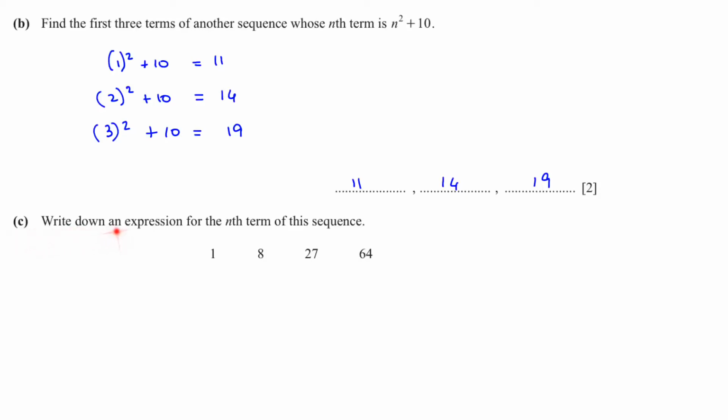Question C. Write down an expression for the nth term of this sequence. You should be familiar with this sequence. This is n cube. If you check it, you will come to know that 1 to the power of 3 is 1, 2 to the power of 3, 8, 3 to the power of 3, 27, and 4 to the power of 3, 64. That's what gives us n cube.